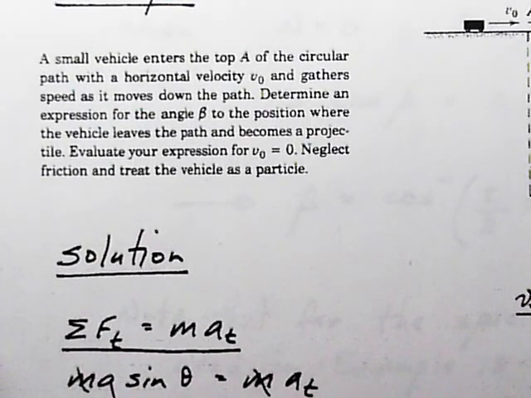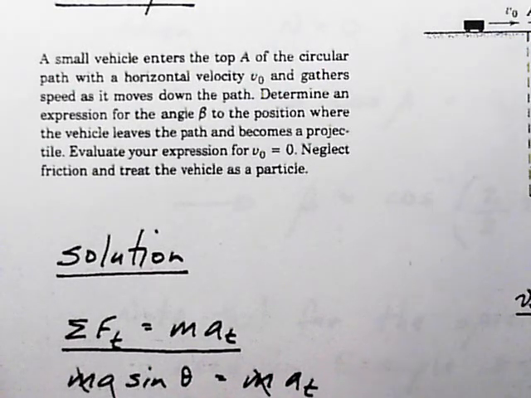And so we are then told that a small vehicle enters the top A of the circular path with a horizontal velocity v0. Okay, and that didn't say 0. And it gathers speed as it moves down the path. Determine an expression for the angle beta to the position where the vehicle leaves the path and becomes a projectile. Evaluate your expression for v0 equals 0. Neglect friction and treat the vehicle as a particle.